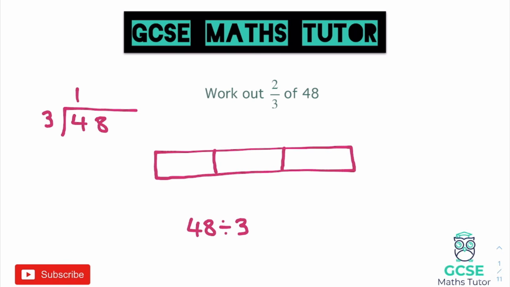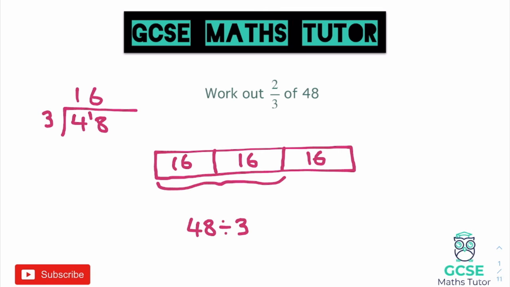3 goes into 4 once with a remainder of 1, and it goes into 18 6 times. So 16 would be each of our 3 parts. So if we put the 16 into each of our bars, that would be splitting it into 3. Now this question only wants to know what 2/3 are. So out of those 3 parts, we're only actually looking at 2 of them.